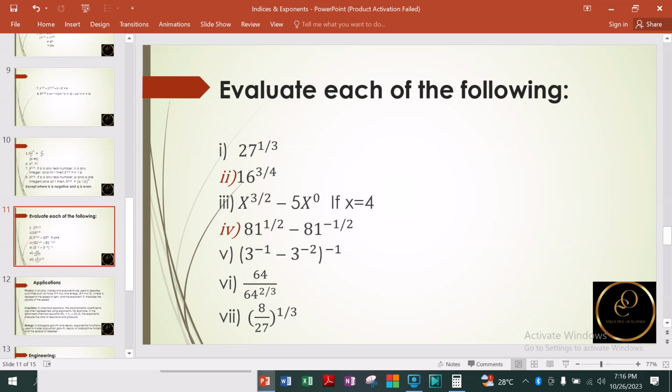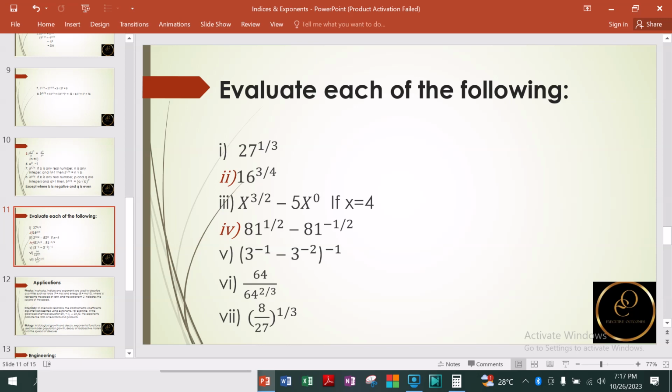Okay? Then here it will be 4 raised to power 3 over 2. I've just explained what to do. Split this one. First you find the square root of 4, which is 2. Then 2 raised to power 3, so it will be 2 times 2 times 2, which is 8. So it will be 8 minus 5, which will be equal to 3 finally. Is that okay? Yes, sir.